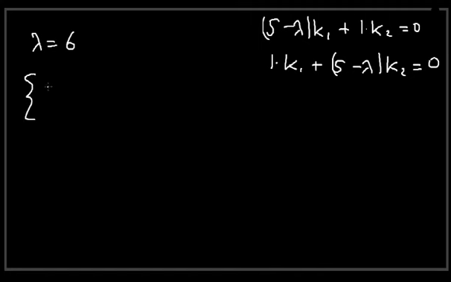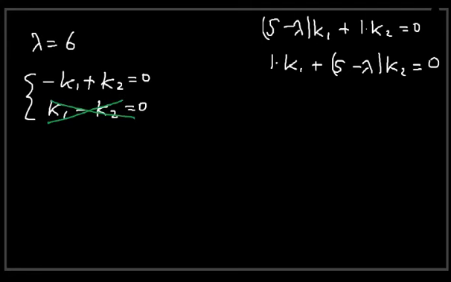5 minus 6 is minus 1, of course, so it's minus k1 plus k2 equals 0. That's the first equality. And then the second equality, we have k1 plus 5 minus 6 is again minus 1, so it's actually minus k2 equals 0. And what we can see here is that the two equalities are actually equivalent to each other, just as before. One can be obtained by multiplying the other one by minus 1. So the other one is not going to give us any new information or any further restrictions.